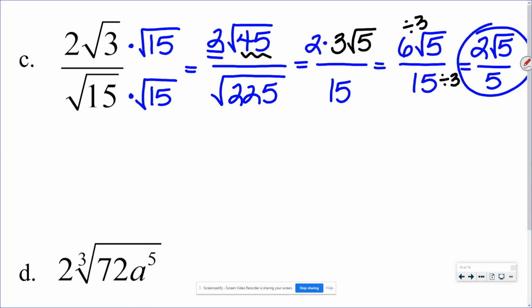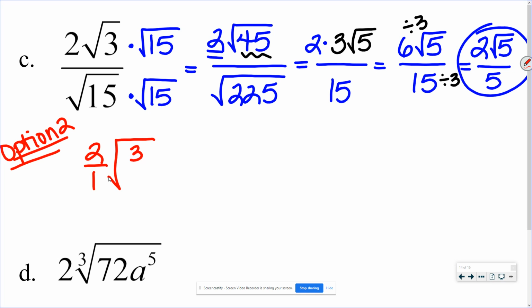Okay. Option 2. What we could have done is we could have started by putting the radicals into a fraction all by themselves, like this, and then the fraction would have reduced because you can divide both things by 3. So watch how this works. 3 divided by 15 as a fraction becomes 1/5.